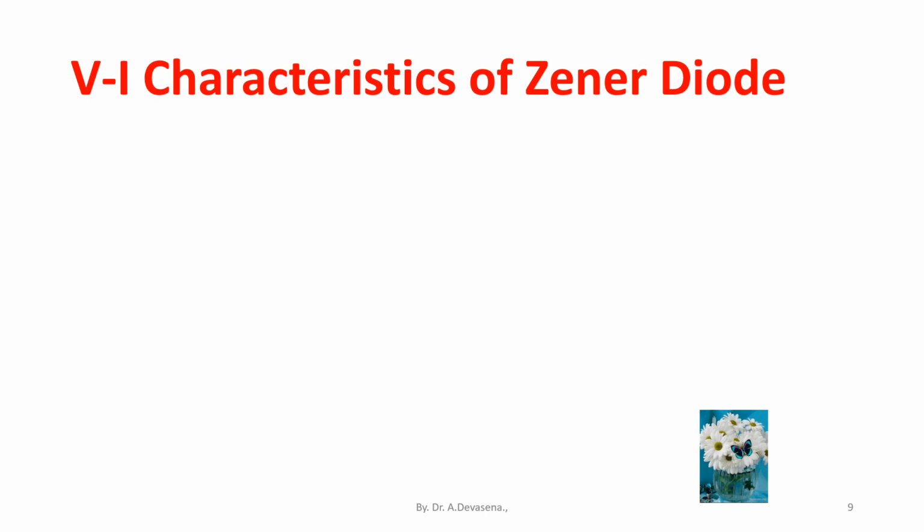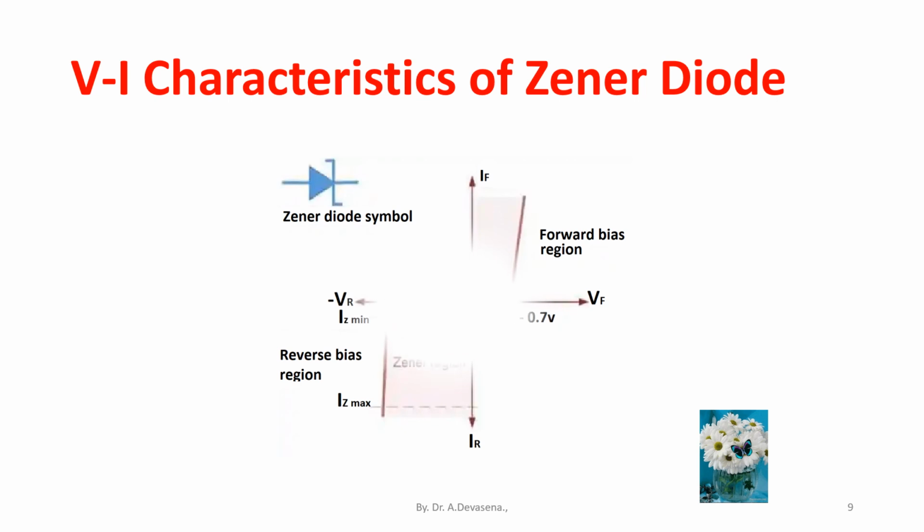Here is the representation of the VI characteristics of Zener diode. The Zener diode is a special purpose device. It is used for reverse bias mode. Under the reverse bias mode, after the Zener breakdown region, the output voltage is constant even though the current in the circuit increases. This is indicated in this curve.